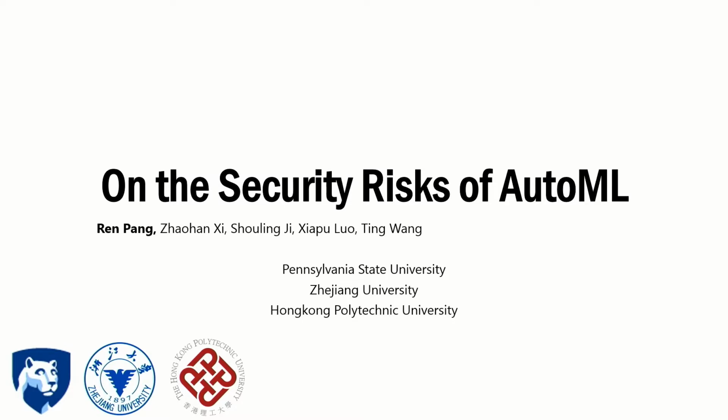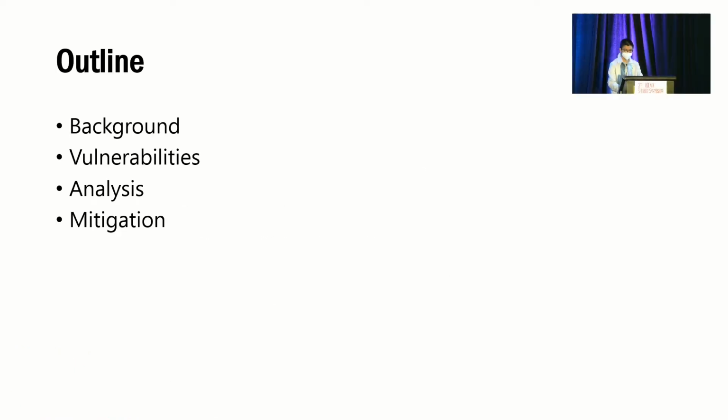Here I'm happy to present our recent work on the security risks of AutoML. So this is the outline of this presentation. I will first talk about some background knowledge of AutoML and neural network attacks. Afterwards, I will share some experimental results to reveal the vulnerabilities of AutoML model architectures. To explain such vulnerabilities, we conduct a theoretical analysis. Finally, we will provide several possible solutions to mitigate the vulnerabilities of AutoML procedures.